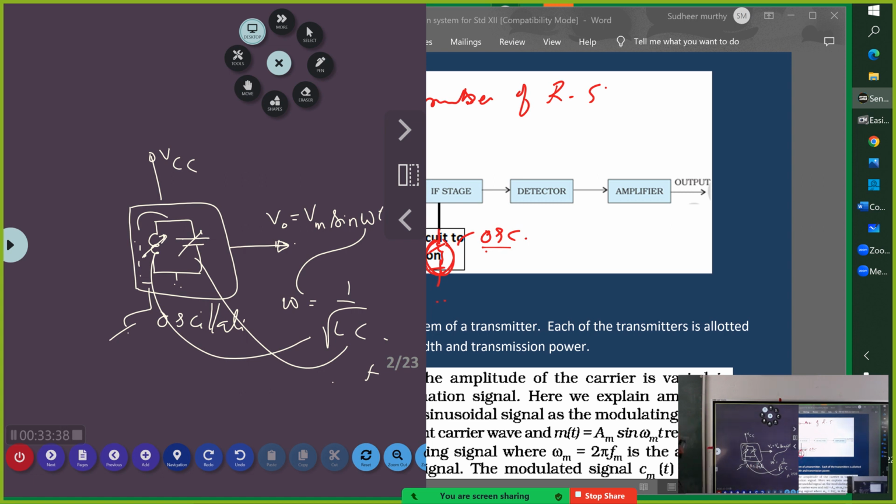That's what we are supplying VCC over there. Yes, I am supplying VCC. Yes, I am supplying a DC voltage. This DC voltage is getting converted to AC voltage. Wait. This you understood?